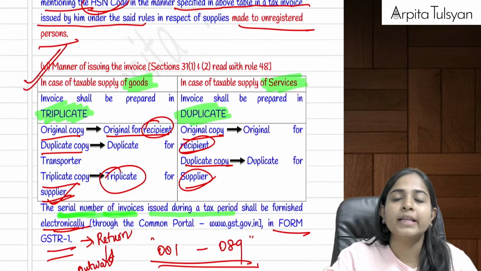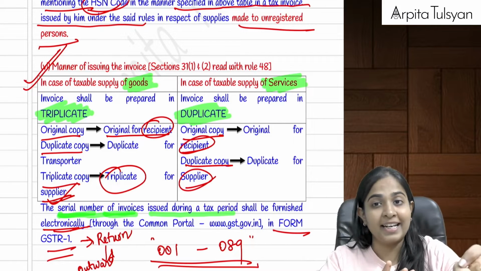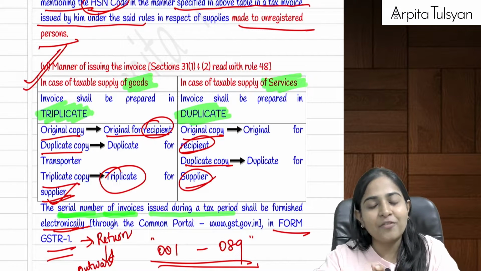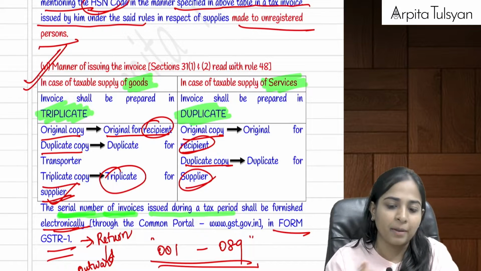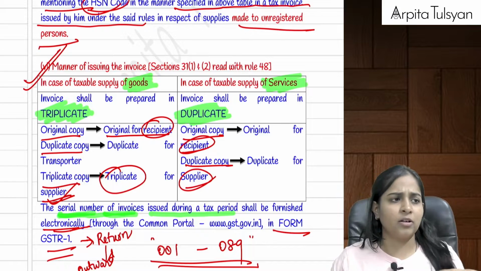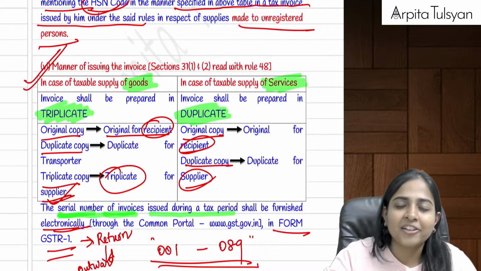Then the next one, how do we issue the invoices? So invoices in case of goods are issued in 3 copies. The original one is for the recipient so that he can claim the ITC. The duplicate one is for the transporter for transporting the goods from one place to another, and the third copy, the triplicate copy, is for the supplier. But in case of services, there is nothing called a transporter involved.